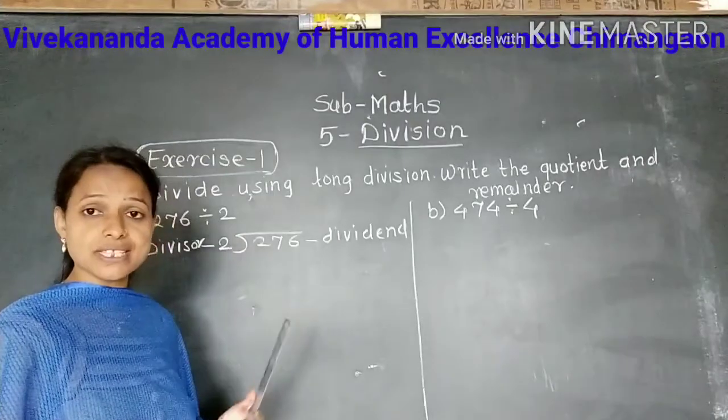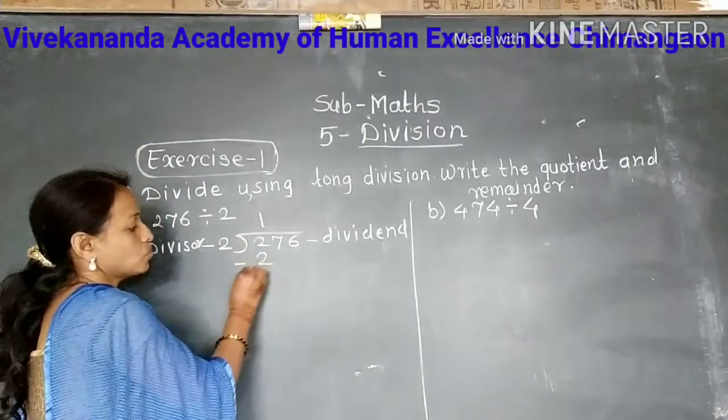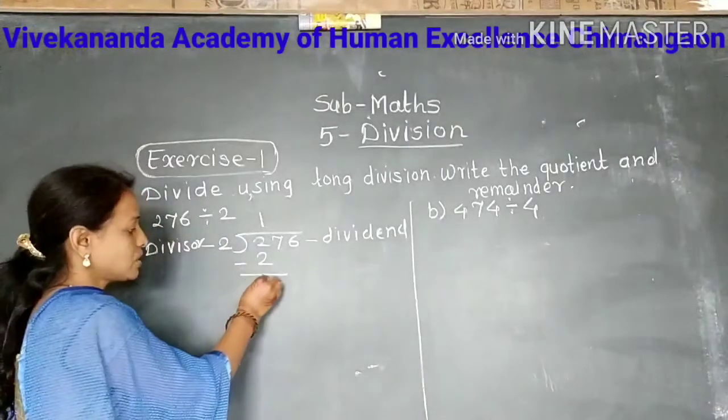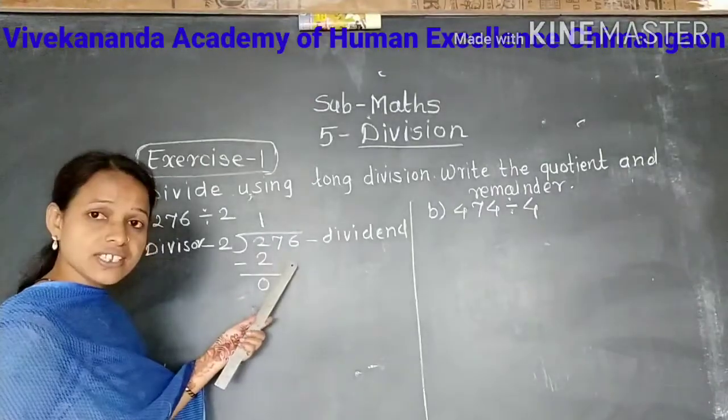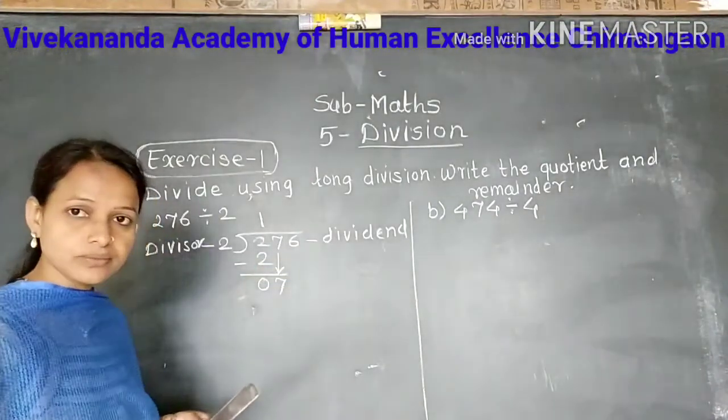The quotient will be 1. 2 ones are 2. Now subtract 2 from 2. 2 minus 2 is 0. Now the next digit is 7, so take 7 right here below.